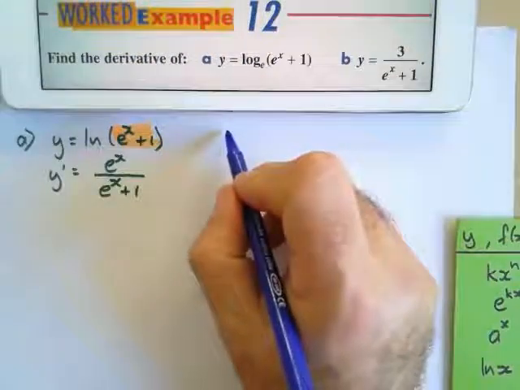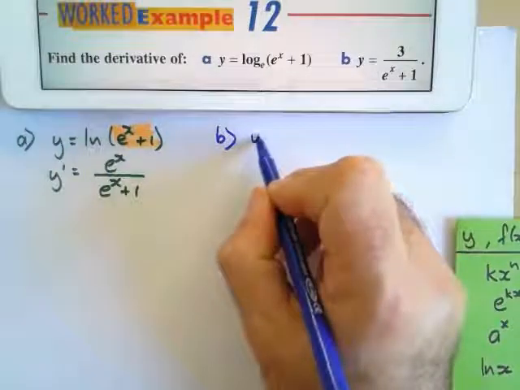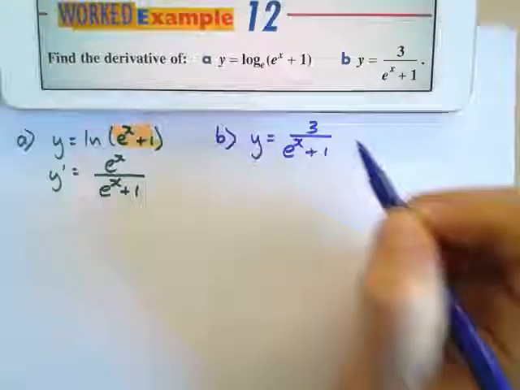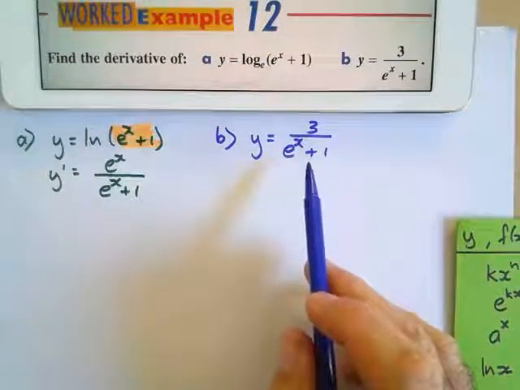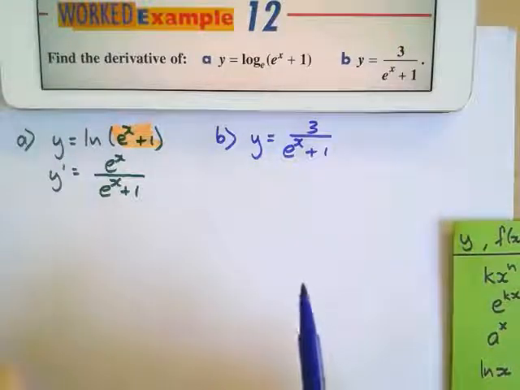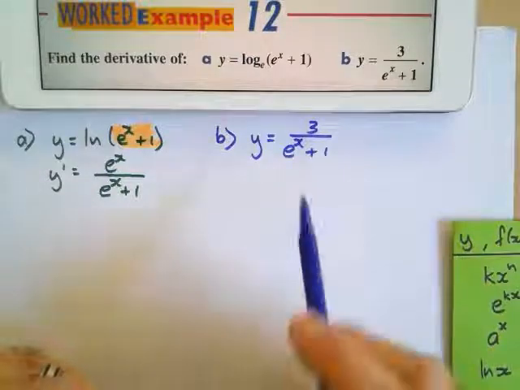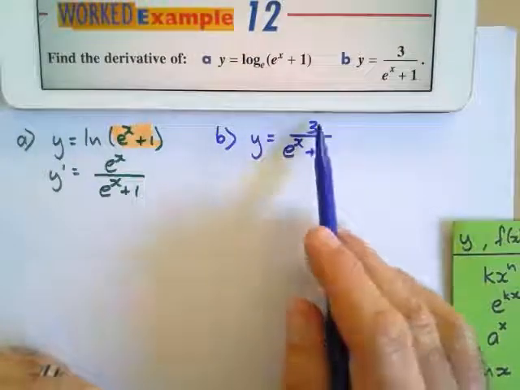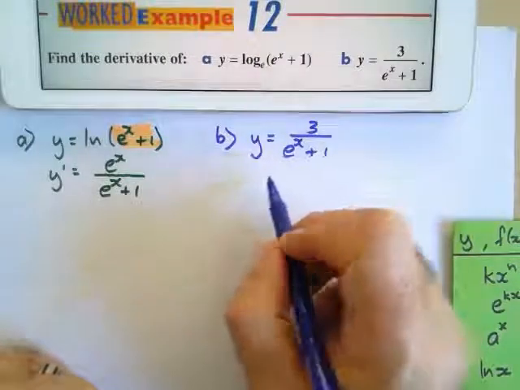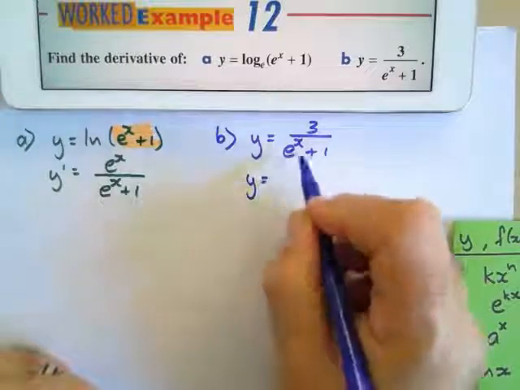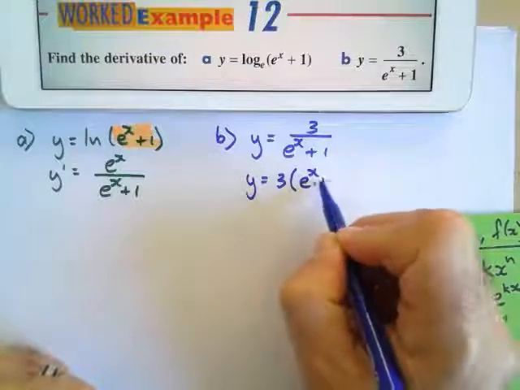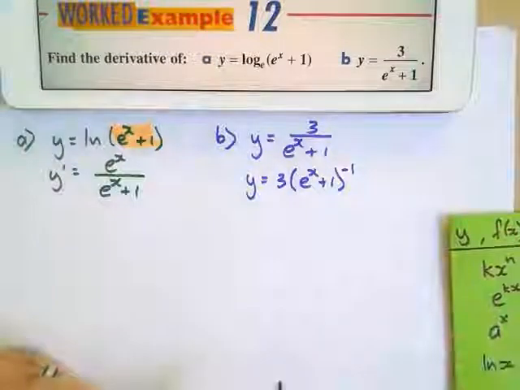Okay, B. Biggest mistake with B, y equals 3 over e to the power x plus 1. People think that this is a quotient rule because e to the power x is underneath the line. We only use quotient rules if there's more than one x above or there's an x above and underneath the line. So what I'm going to do is keep y as it is, and I'm just going to rewrite this as 3 times (e to the power x plus 1) to the power negative 1.